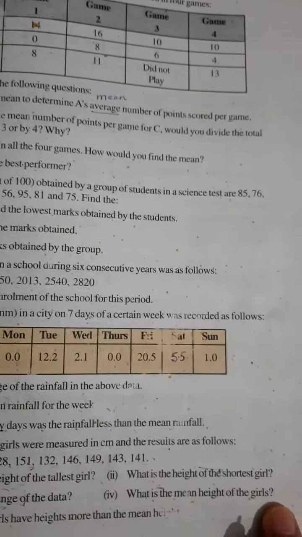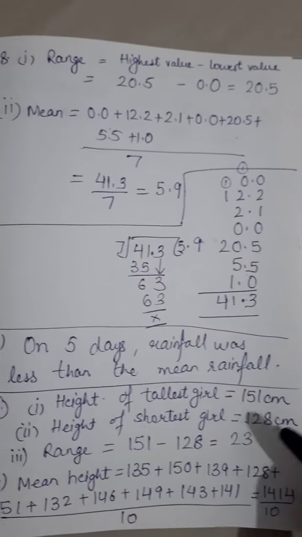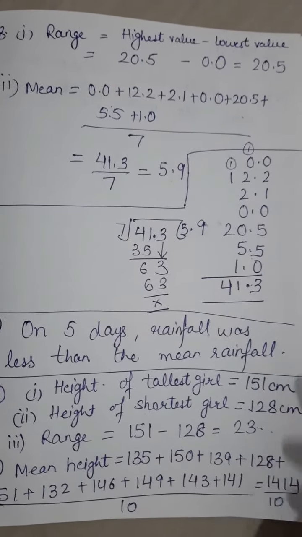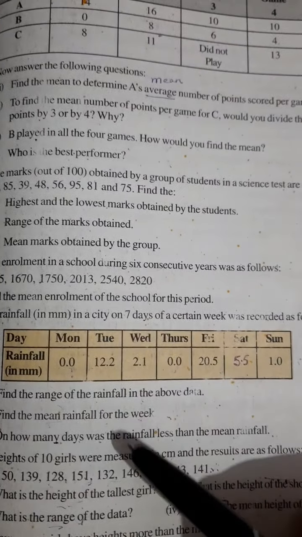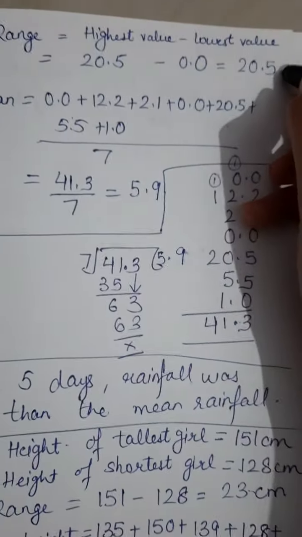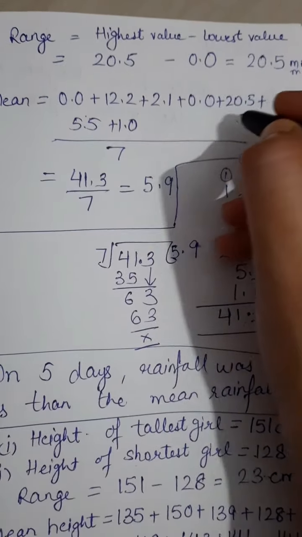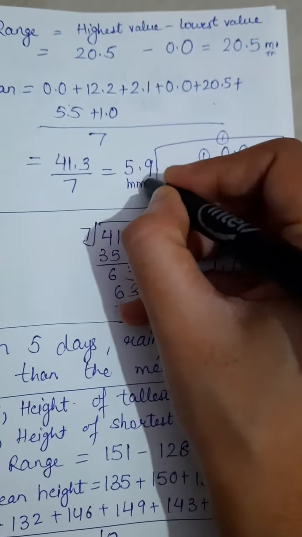Next we have to find what is the mean height of the girls. To find mean height, we will add all these numbers and divide by 10. So we find that range is 23 centimeter. Wherever they are giving units in the question like centimeter, millimeter, we have to write units. Like in the previous sum also the rainfall was given in millimeter, so we need to write millimeter with our answers. Everywhere write millimeter. Here also 5.9 millimeter.